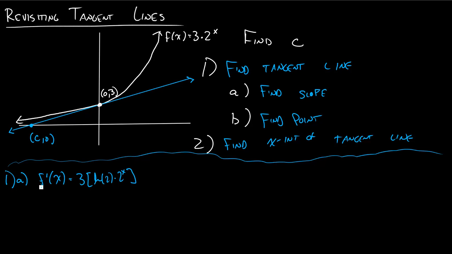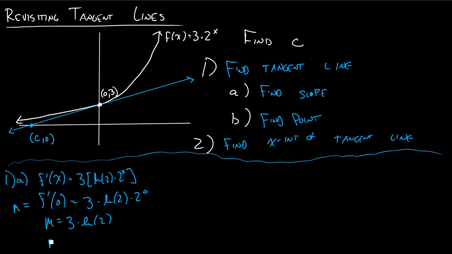And so if we want to find out what the slope of the tangent line is, we want to know what it is at x equals 0, right? That's where the tangent line's hitting. So we want to know f prime of 0, and this is going to be the slope. So m is equal to f prime of 0, which is equal to 3 times the ln of 2 times 2 to the 0. So m, and 2 to the 0 is just going to be 1, is equal to 3 times the ln of 2.